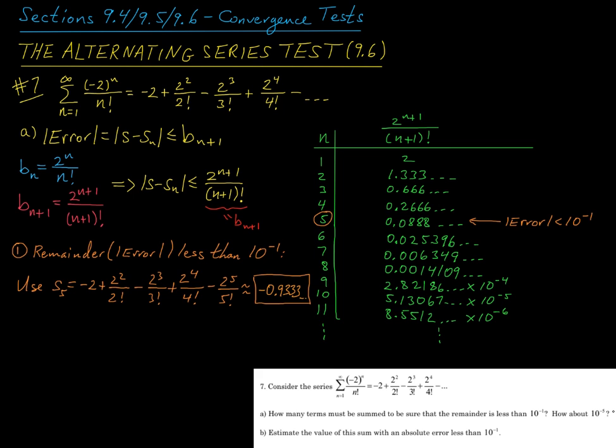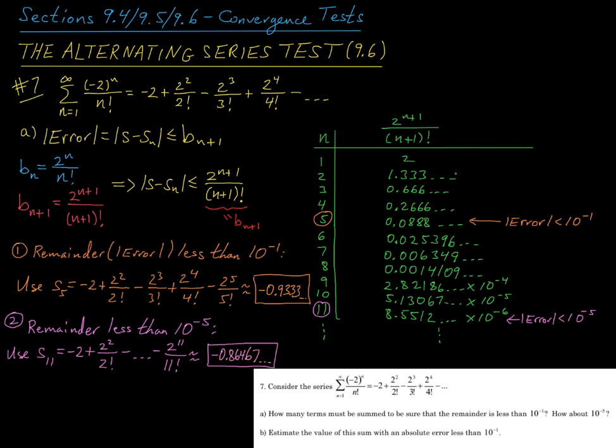Okay, how about 10 to the negative fifth? Well, again, just going down this column, what's the first value of n where this b sub n plus 1 drops below 10 to the negative fifth? Now, at n equals 10, this is 5.13 and so on times 10 to the negative fifth. So this is not quite there. It's at n equals 11 where we jump below 10 to the negative fifth. And so that means I'm going to have to use the first 11 terms of the series to guarantee that the remainder is less than 10 to the negative fifth. So s sub 11, when you add that all up, you get negative 0.86467, and so on.